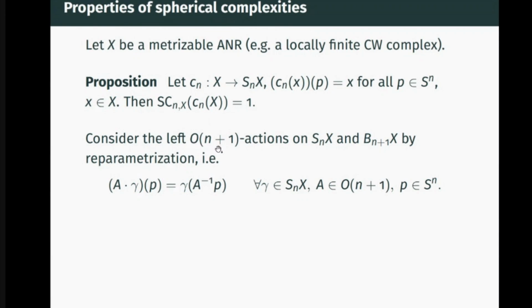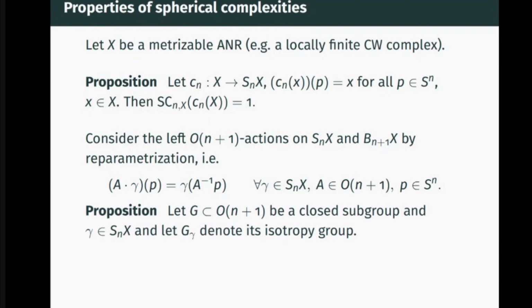We have actions of O(n+1) on these spaces, simply by inserting into the sphere the parameter, which is an element of the sphere or of a ball more generally. We just multiply this parameter on the inside by A to the -1. I just included the -1 here to make it a left action. But just by reparametrization, so we just multiply the parameter by some orthogonal matrix. So this gives a group action on these sphere spaces and ball spaces.